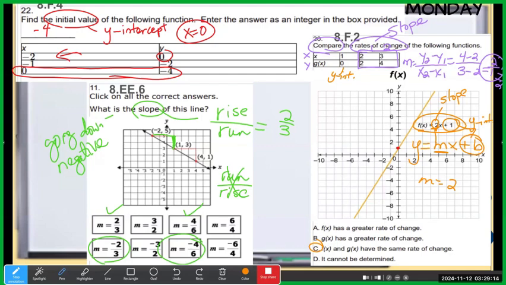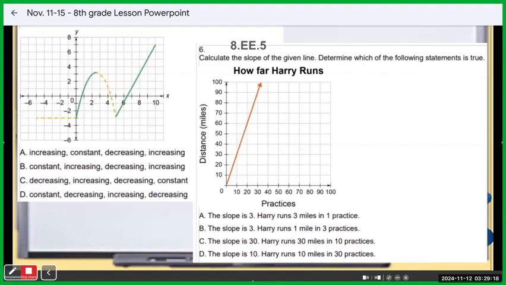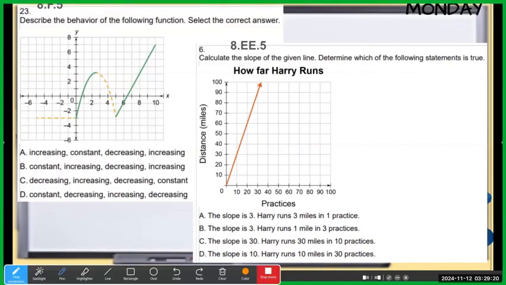All right, we're going to do two more of these for today. Number 6 and number 23. I'm going to give you about 2 to 3 minutes to get that. 6 and 23.